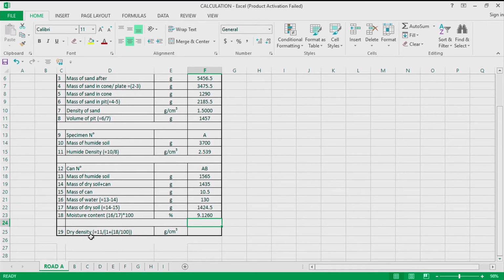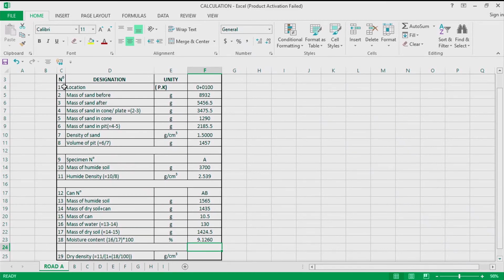Then we're going to calculate dry density. This dry density equal to number 11 divided by 1 plus 18 over 100. This number 11 means that is humid density. This one is from formula, not this one here. You see this one is the location. So the reason why this one is from formula.